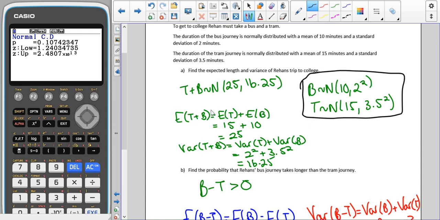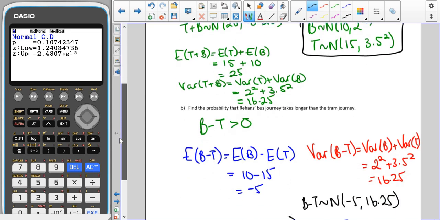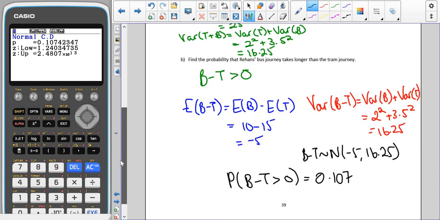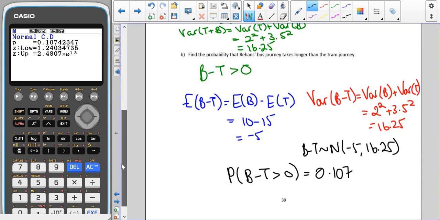So the expected duration of the tram plus the bus is going to be the expected duration of the tram plus the expected duration of the bus, which gives us 25 minutes. And the variance of the tram plus the bus is going to be the variance of the tram plus the variance of the bus, which gives us 2 squared plus 3.5 squared, which gives us 16.25. So the tram plus the bus duration is going to follow the normal distribution with a mean of 25 and a variance of 16.25. Then we have to find the probability that Rehan's bus journey takes longer than the tram journey.